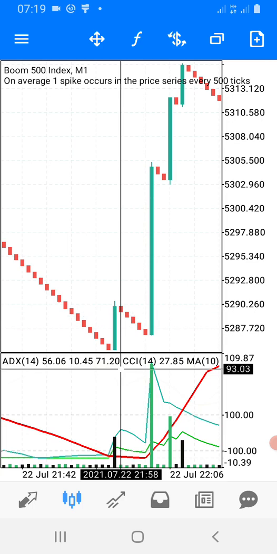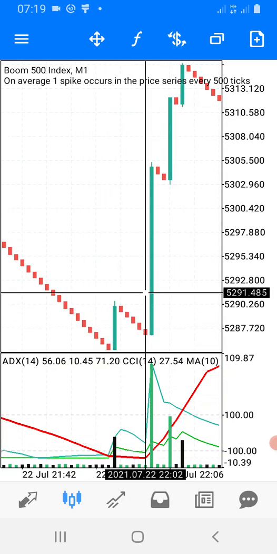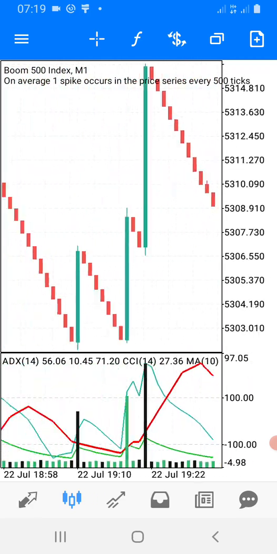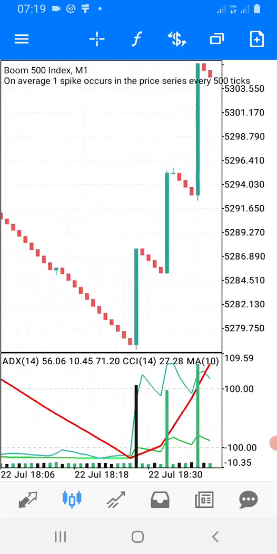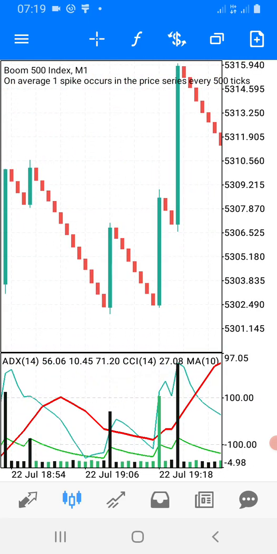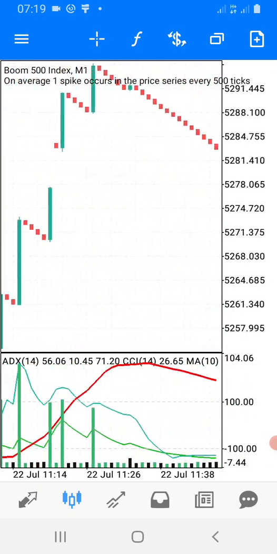Look, spike, black candle, another spike. You can see it crosses below, another spike. Guys, massive, massive. I'm telling you, it crosses below. The moment the condition is met, it spikes. The moment the condition is met, it spikes continuously, guys.